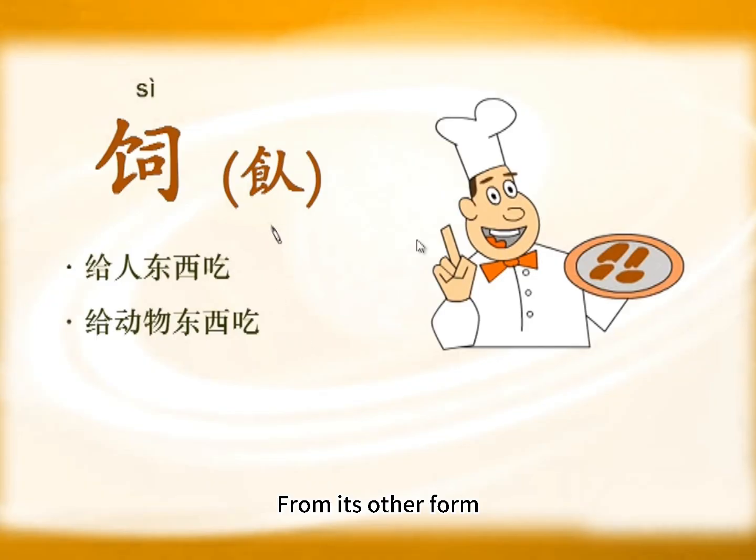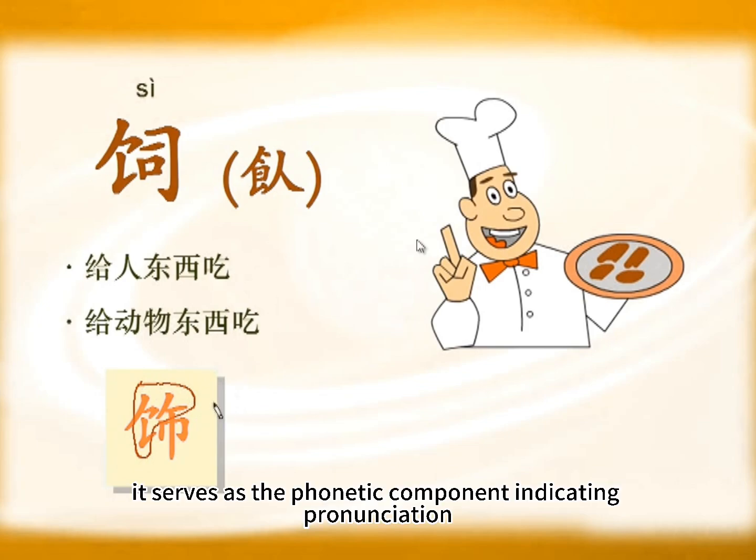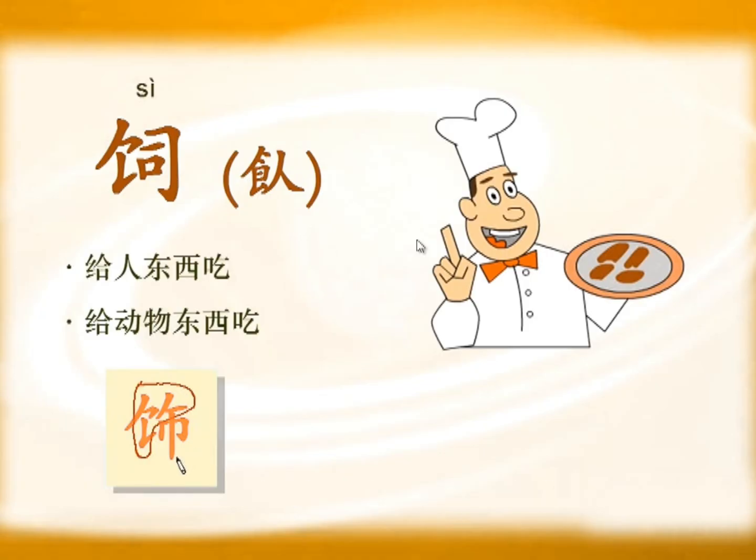From its other form, the person component created the character 饰, decorate. Look at the left and top parts. This is the original form of 饲. In this character, it serves as the phonetic component indicating pronunciation. 巾 is used for meaning. We've learned 巾 means cloth. 巾 here represents wiping with cloth. The original meaning is to wipe, using cloth to clean something. Extended to mean dressing up, adorning.